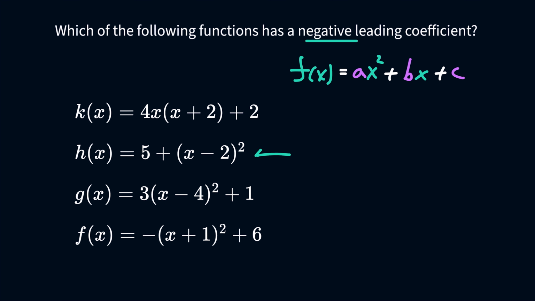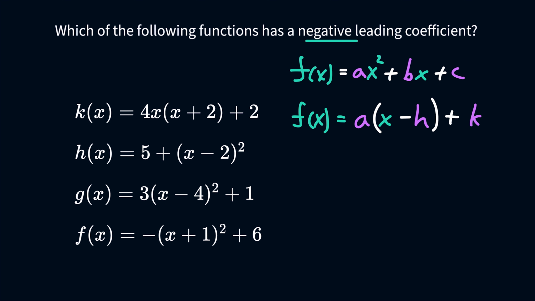Next, we're going to look at our second choice. And I realize that this does not have the standard form. However, this is actually in vertex form. Now, we can make a determination as to what the leading coefficient is in vertex form. So first thing is, what is vertex form? Vertex form is going to have the following form. It's going to have the leading coefficient a, and that's going to be multiplied by x minus some constant h, and then it's going to be plus some constant k.